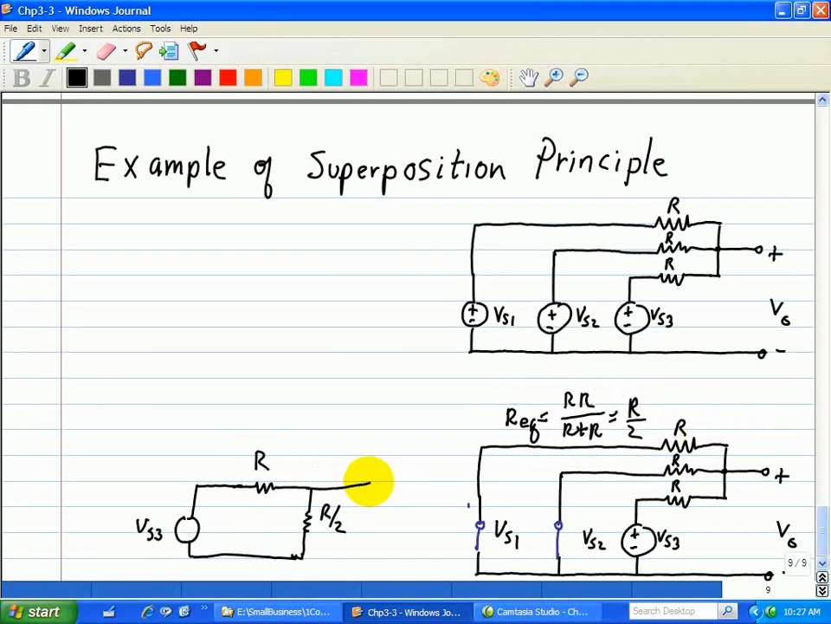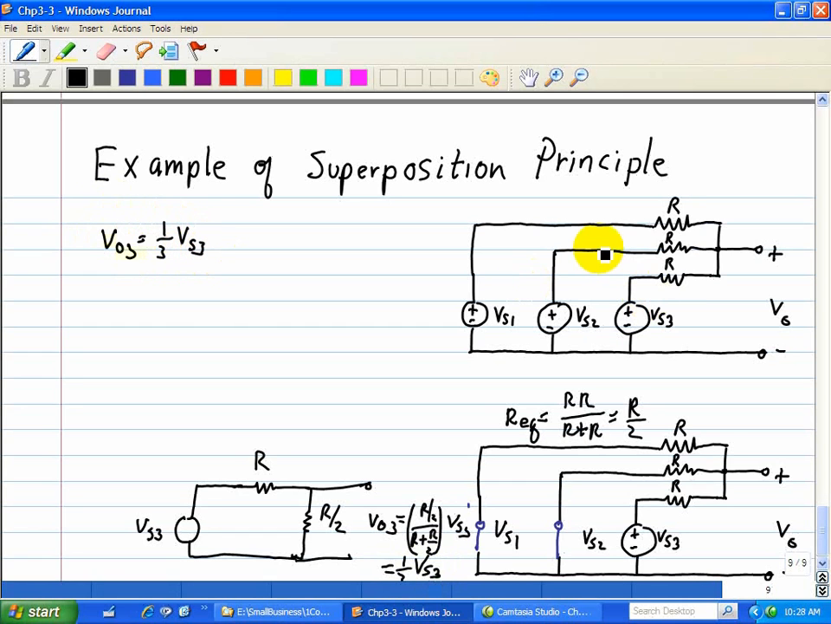So we can see here VO3, the output due to voltage source 3, is simply, using the voltage divider, VS3 as the source, and the output is just R over 2 over R plus R over 2, and when you simplify that, that's just 1/3 VS3. So VO3 in summary is 1/3 VS3.